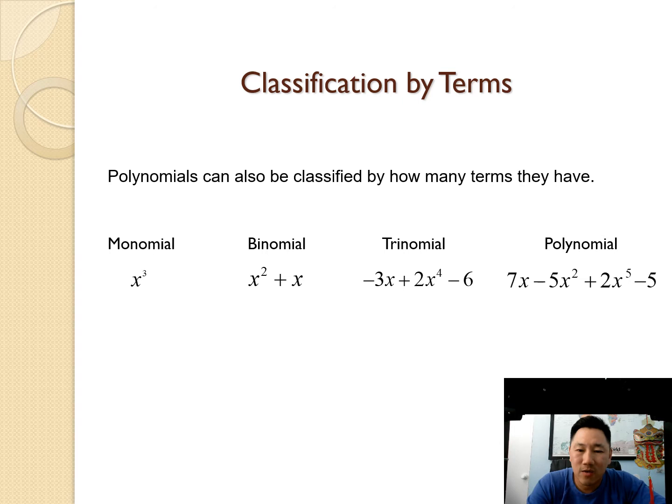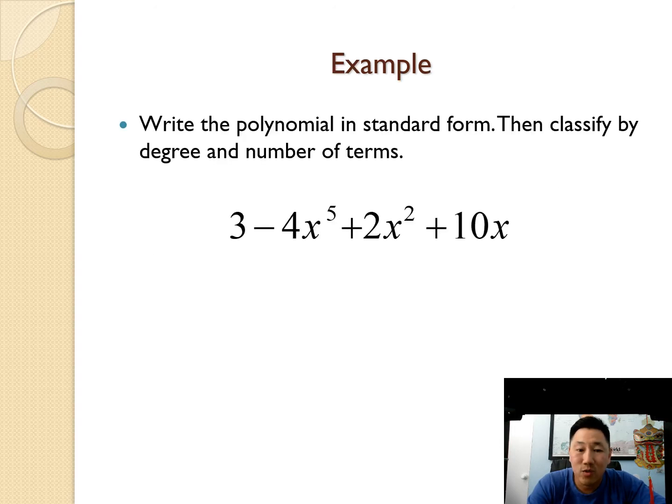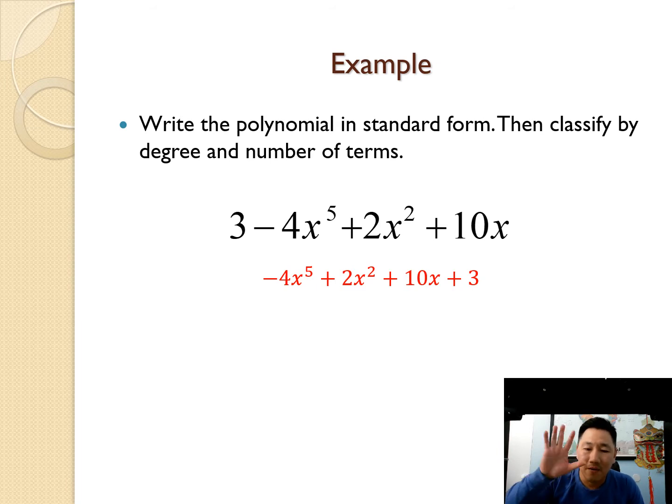All right, let's do an example. This one says, write the polynomial in standard form, then classify by degree and the number of terms. So first we have to write it in order of exponents from least to greatest. There it is. I just rearranged it, keeping the signs the way they are. In this case, we have the exponent 5. So 5th degree is called a quintic, and there are 4 terms, so we're going to call it a quintic polynomial. All right, so just classifying them.